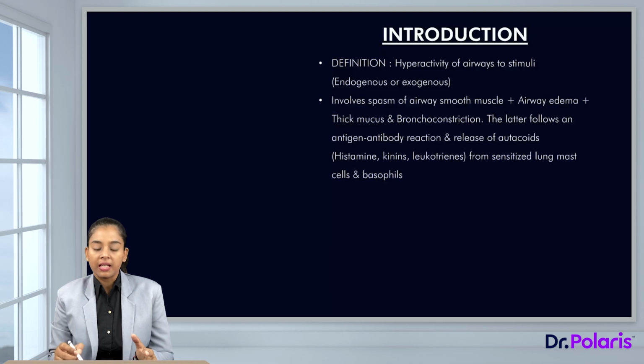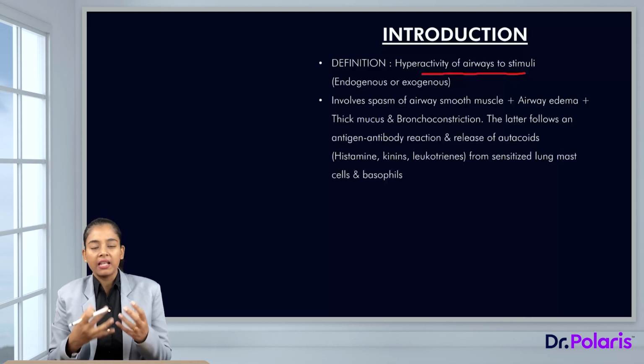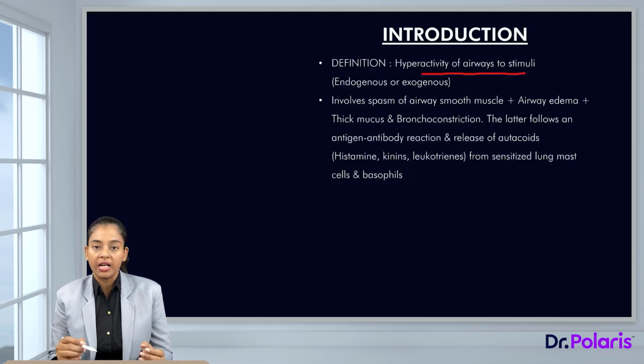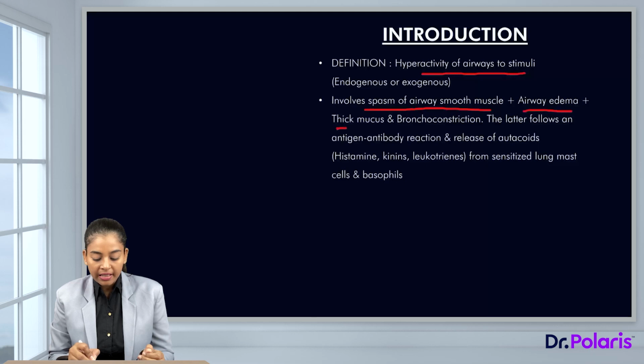Asthma is a hypersensitivity reaction of the airway because of a stimulus that can be an endogenous stimulus or an exogenous stimulus, like dust, allergen, pollen grains, mite. Anything could be an allergen, even the smell of some food substances. All these things could be allergens for triggering an attack of asthma. There is spasm of the airway smooth muscle along with airway edema, secretion of thick mucus, and bronchoconstriction.